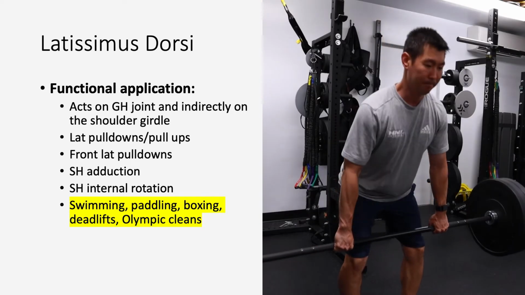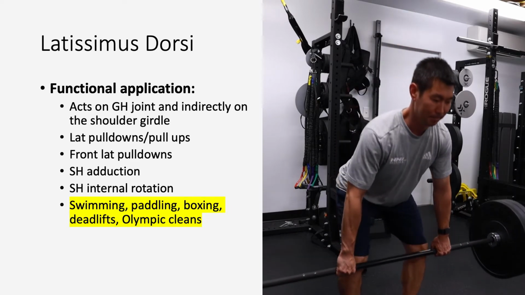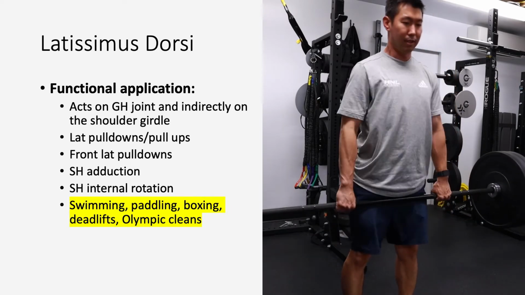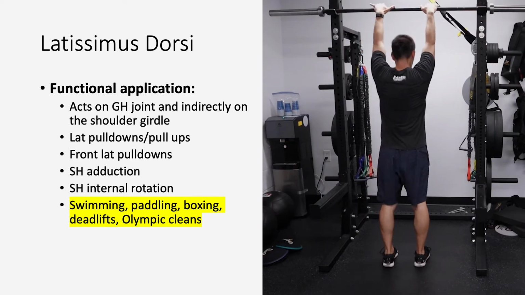And when we're doing any types of exercise that we need to activate our back to stabilize our shoulder joint, like deadlifting, even powerlifting, Olympic cleans, all of those require a lot of latissimus dorsi activation.